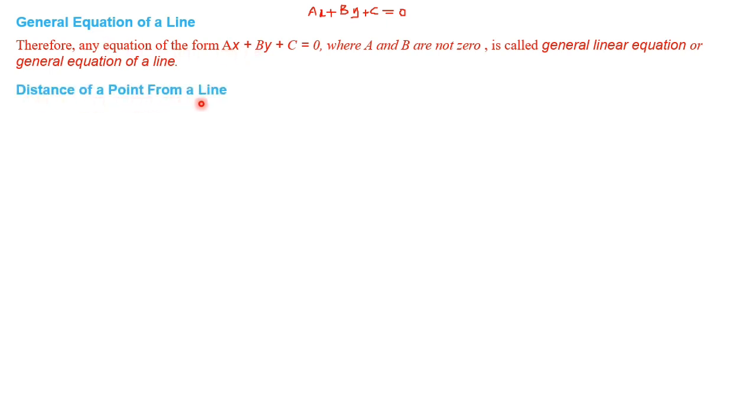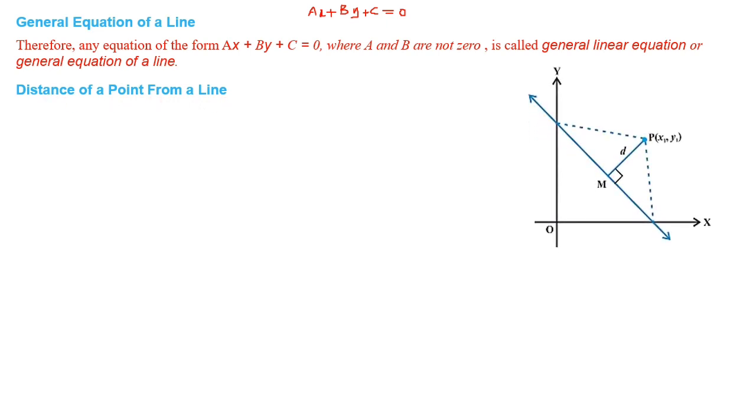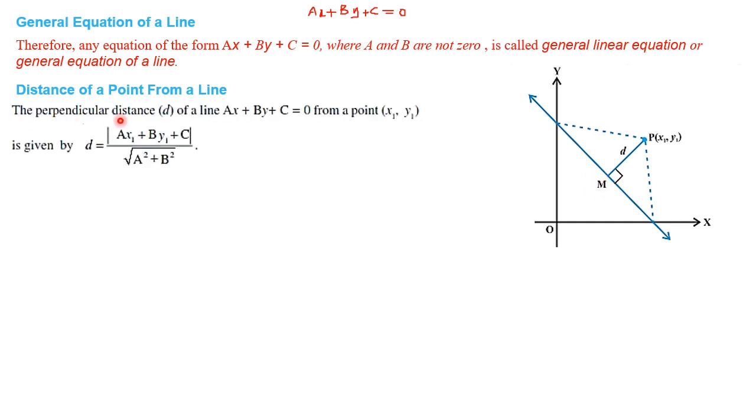Next is the distance of a point from a line. Consider a point P and a line, and the perpendicular distance, that is d, between the line and the point P. We know the coordinates of P, we are assuming as x1, y1, and the distance we have considered as d. Here the perpendicular distance d of a line ax plus by plus c is equal to 0 from a point x1, y1 is given by the general form of the equation.